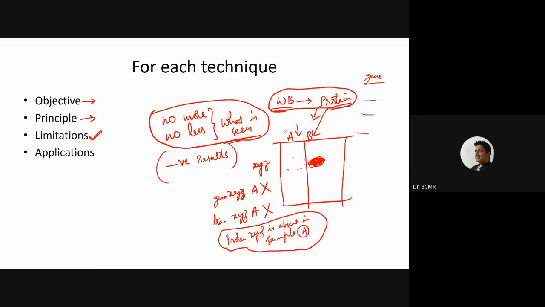Yes, and then you should also know about the applications of the technique. One important one I didn't mention here is the title of the technique. Each technique has a name, and you should be able to associate the principle with the title.